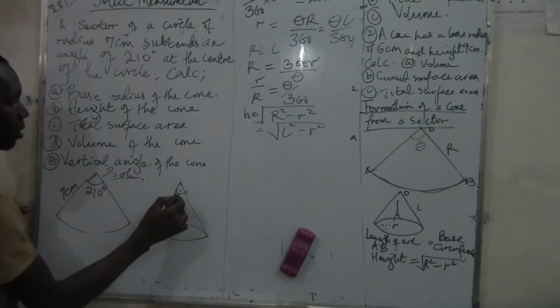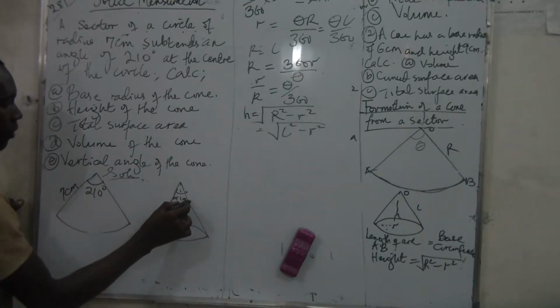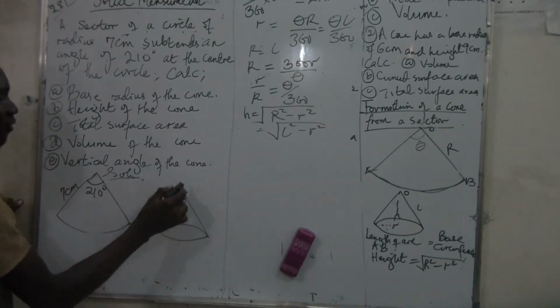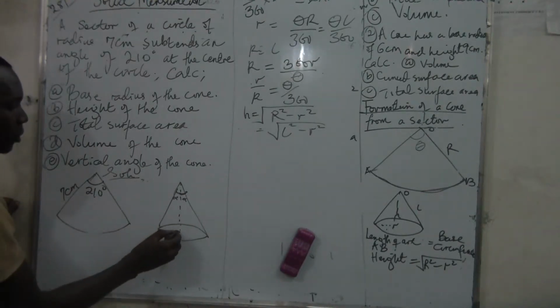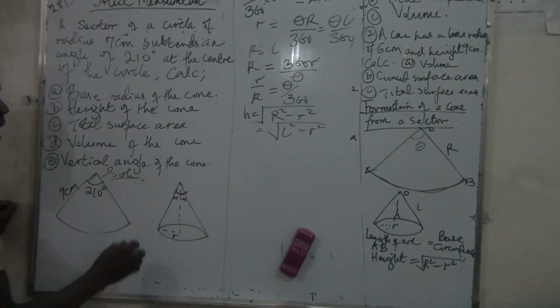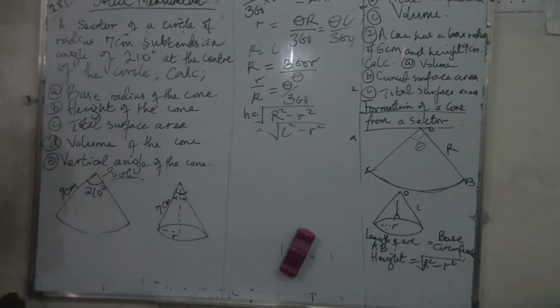We can call this angle alpha, and this alpha. Meaning alpha plus alpha gives you the angle that is subtended by the cone. Here we have the radius of the cone, and this is 7 centimeters. We already know that. Now, the first thing we need to do is to find the radius.